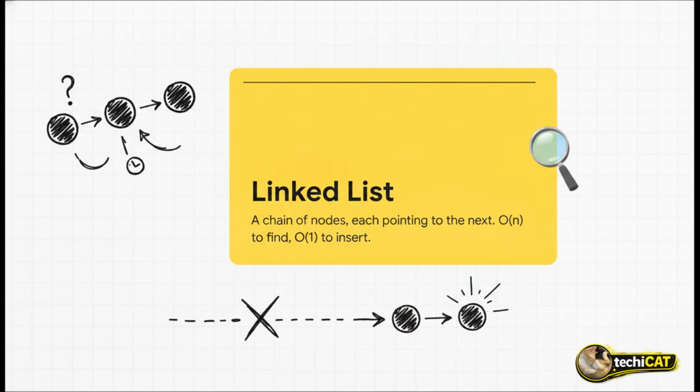To find an element, it takes O(n) time, meaning you might literally have to walk through every single node to find what you're looking for. But here's the massive trade-off. If you already know the exact position where you want to insert or delete a node, it is blazing fast. We're talking O(1) time. You just break a single arrow, point it somewhere else, and boom, no massive data shifting required.